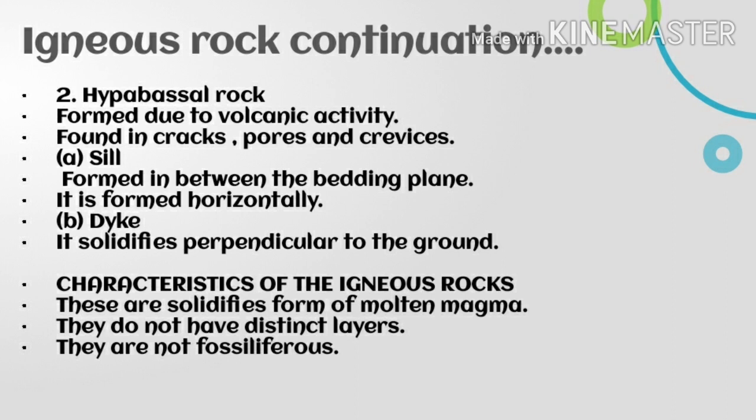Let's now move on to the characteristics of igneous rock. The first characteristic of igneous rock is that they are solidified forms of molten magma. Molten magma has solidified on the surface or underneath the surface. Thus the formation of igneous rock has taken place.